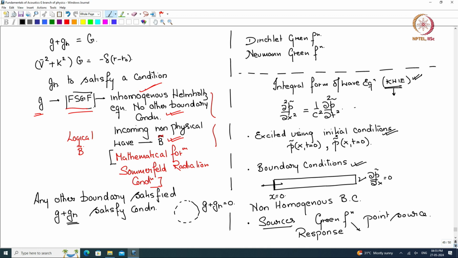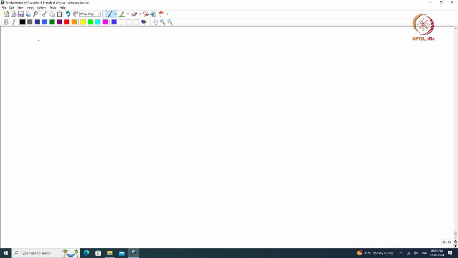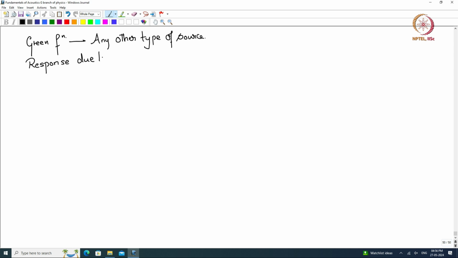Now, what is the use of finding this Green function? After having found the Green function, if I have any other type of source, then the response due to the new source is actually an integral of the Green function with that source. That is the reason we find the Green function.